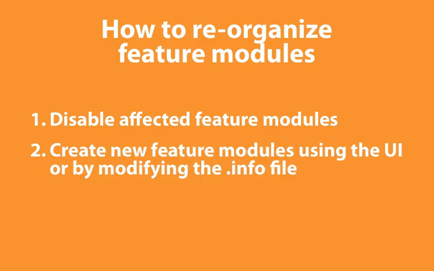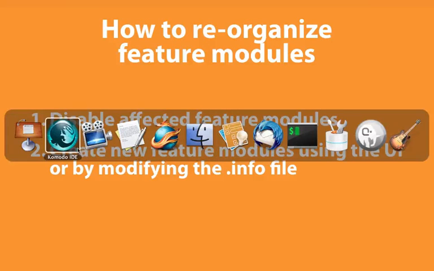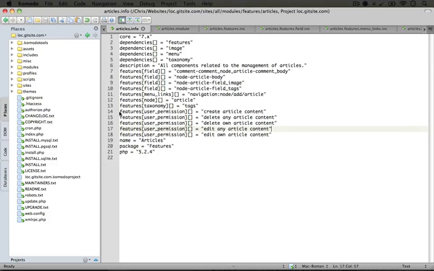So once the features are disabled, then you can build the new features using the Build Feature tab on the Features section of the administration site. Or another way is to actually modify the .info file. So let me go ahead and jump over to the articles.info file here.